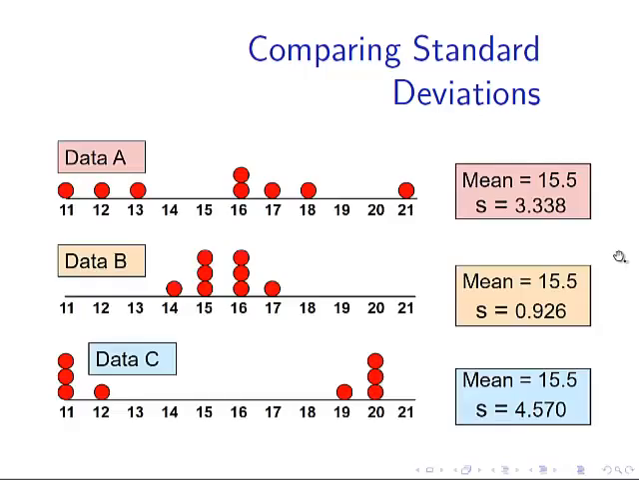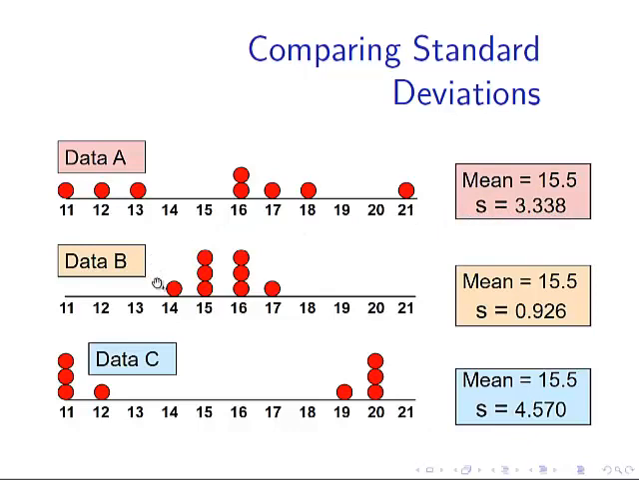Let's consider an example where we will compare the standard deviation of 3 different data sets. Suppose that we have data A where the numbers are 11, 12, 13, 16, 16, 17, 18, and 21. It's already calculated for you, but if you want, you can calculate it yourself. The mean for this data is equal to 15.5 and the standard deviation, using the previous formulas, is equal to 3.38.